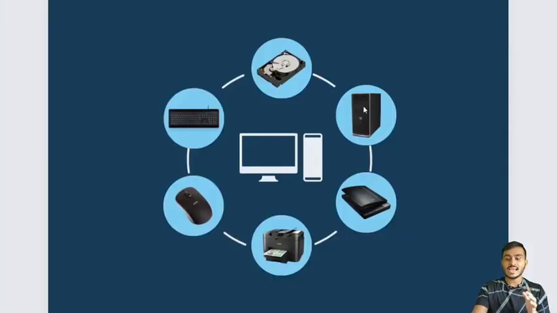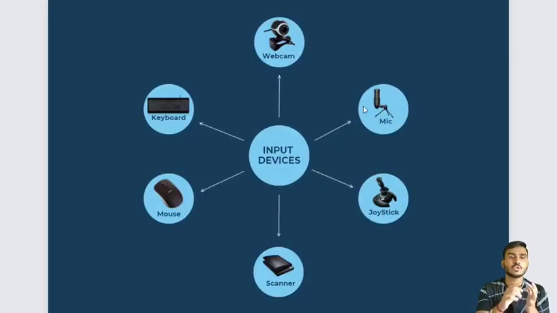If we categorize our computer hardware at a high level, then we usually categorize the computer devices into two categories. The first category is called input devices and the second category is called output devices. Input devices are the devices which are basically used to give some input to the computer. We all know these devices: keyboard, mouse, webcam, microphone. All these devices are basically used to give some input to the computer. These devices are called input devices.